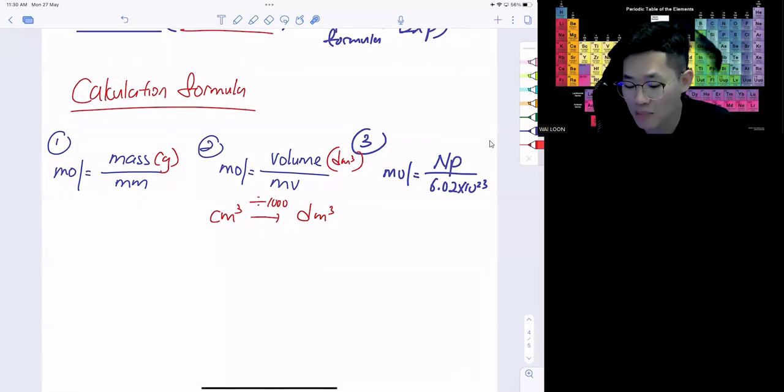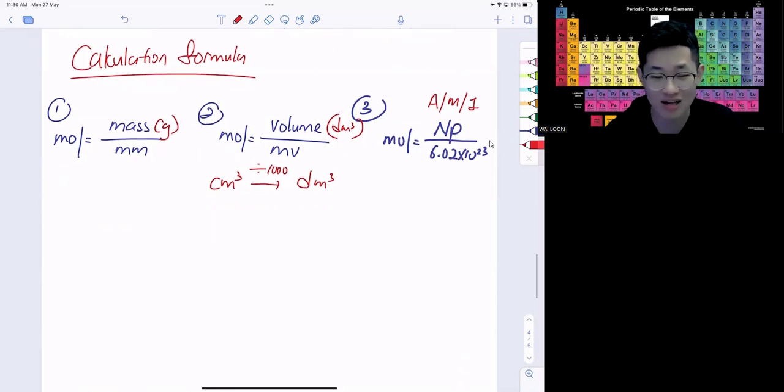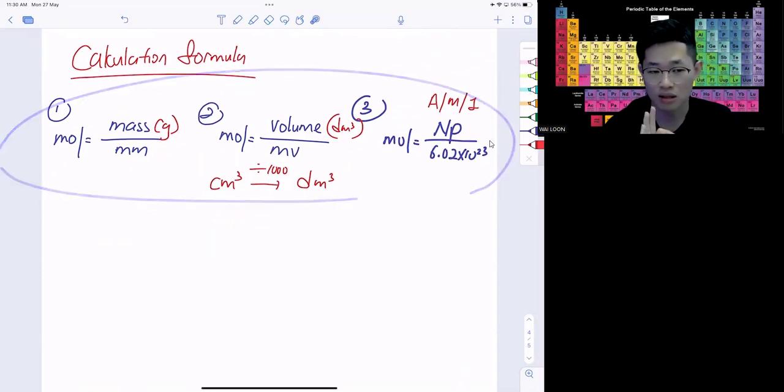And then for number of particles, it can usually be atom, molecule, or ion. And there's actually another one, called formula unit or unit formula. If we got time, we mention that one later. So first thing first, remember the three formulas.